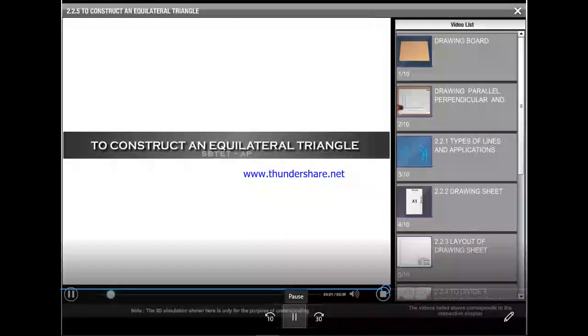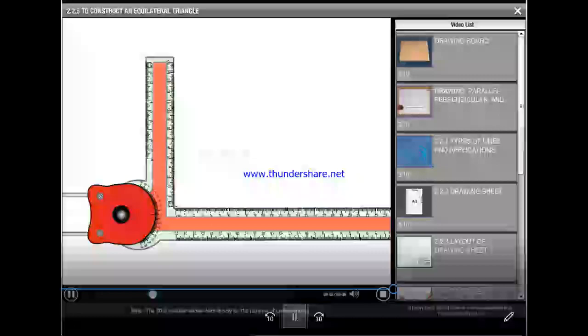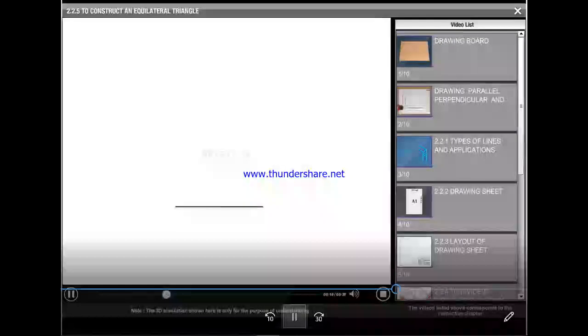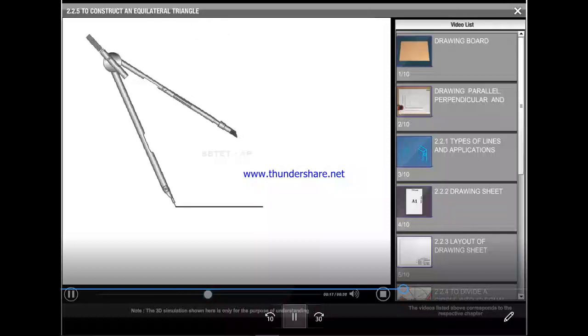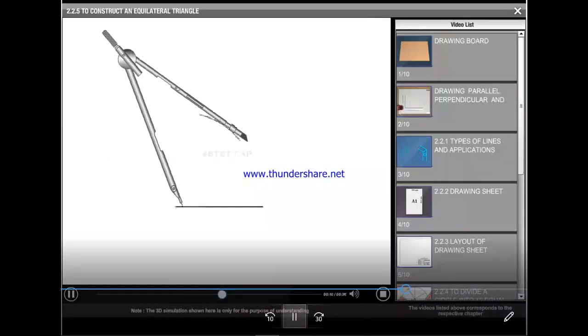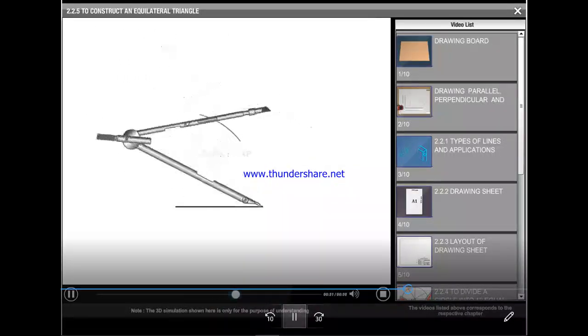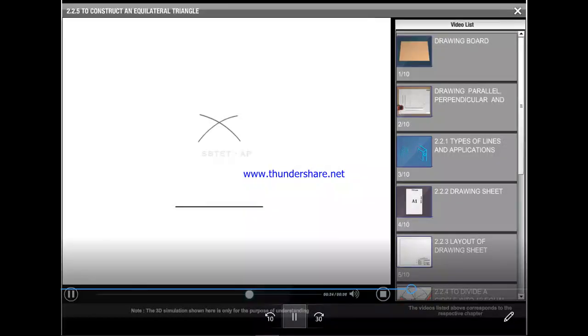In this video, we will see about the construction of an equilateral triangle using compass. Draw a line of length equal to side of the triangle with a compass and radius equal to side of the triangle. Draw an arc from one end of the line and intercept the arc from the other end. Now complete the triangle. In the next video, we will see about the construction of an equilateral triangle using angles.